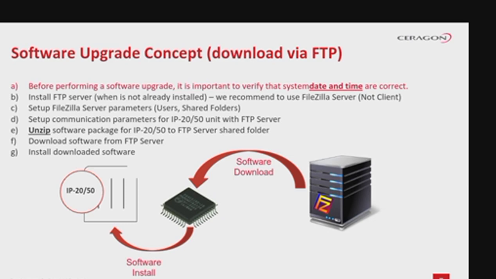Let's go deeper now and explain all the steps you need to follow to perform a software upgrade by downloading the software via FTP. A. Before performing a software upgrade, it is important to verify that system date and time are correct. B. Install FTP server, if not already installed. You know already that we recommend to use FileZilla server. C. Set up FileZilla server parameters. D. Set up communication parameters for IP50 or IP20 unit with FTP server. E. Unzip software package inside the FTP server's shared folder. F. Download the software from FTP server. G. Install downloaded software.